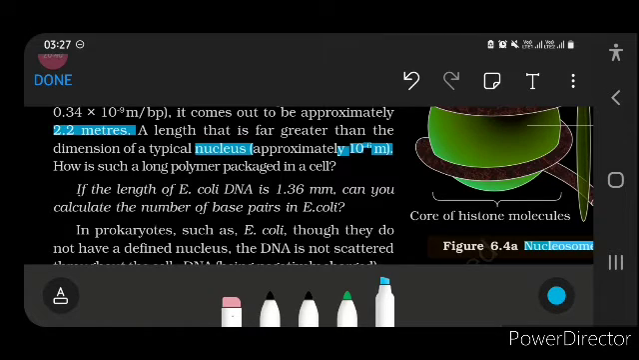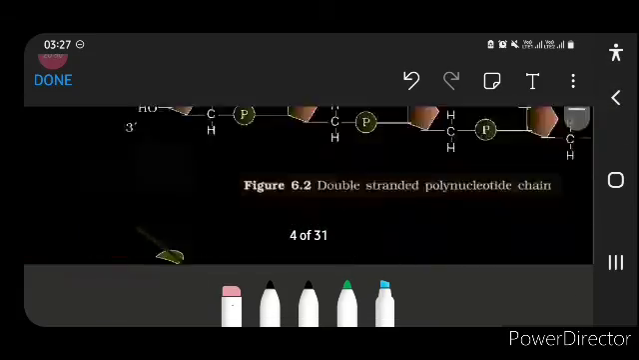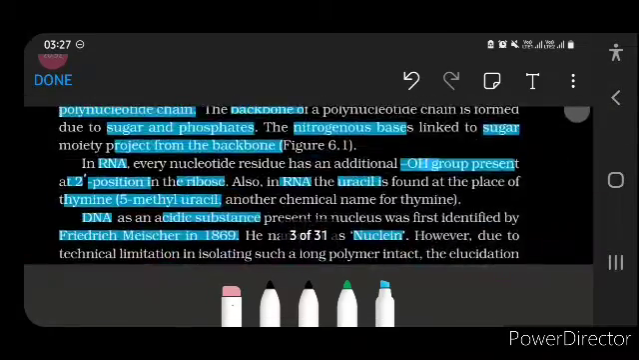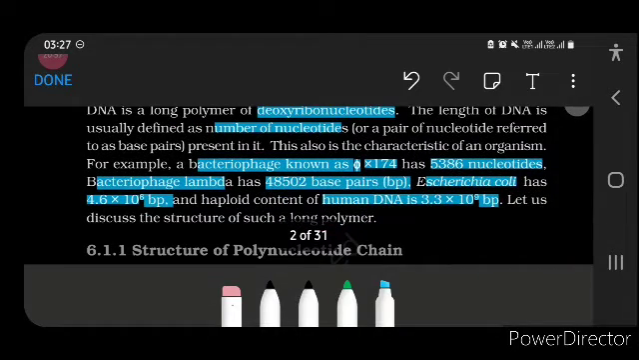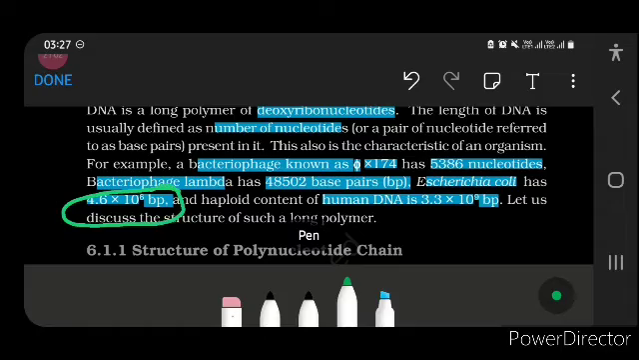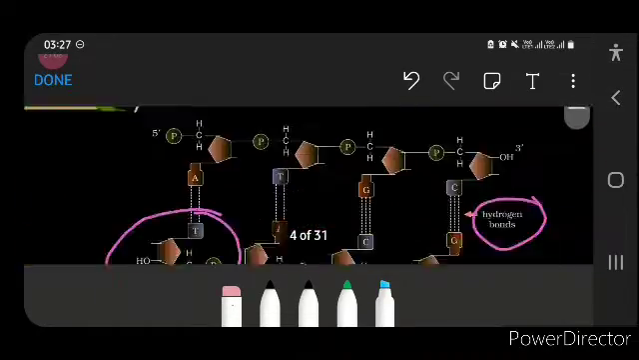If the length of E. coli is given as 1.36 mm, can you calculate the number of base pairs in E. coli? As we have previously seen, E. coli contains 4.6 into 10 to the power 6 base pairs. Okay, so now we will come back to our question.